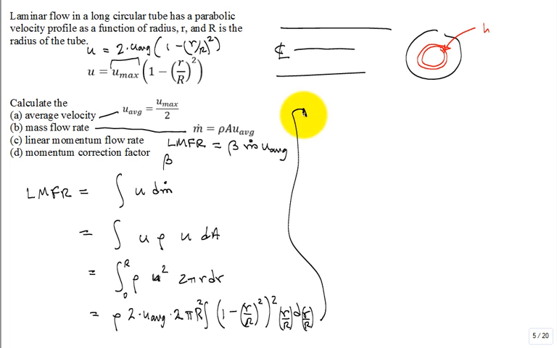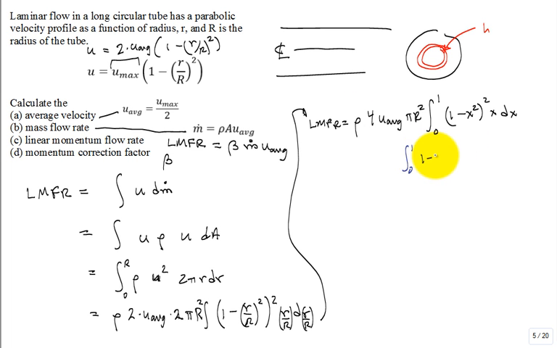Then we'll change variables so that we have the linear momentum flow rate is equal to rho, let's say 4 U average pi R squared, integral from 0 to 1 of 1 minus x squared, squared, times x dx. All right. How are we going to do this integral? Let's say it's the integral from 0 to 1 of 1 minus 2x squared plus x to the 4, multiplied by x dx. The integral 0 to 1 of x minus 2x cubed plus x to the 5th dx.